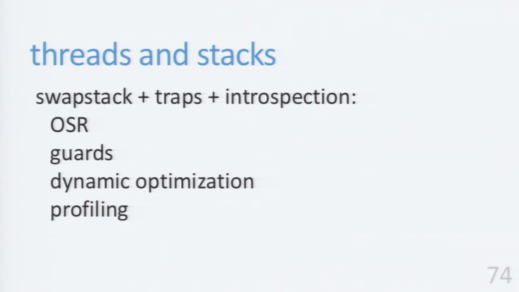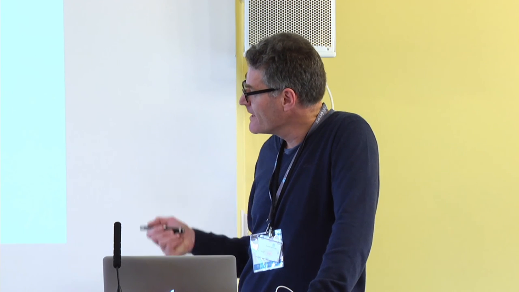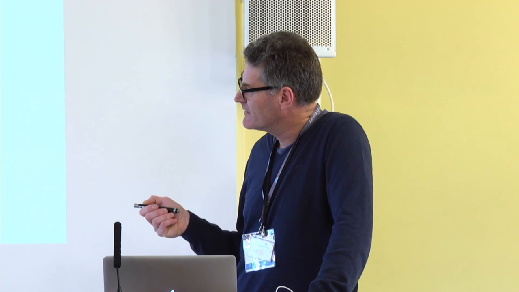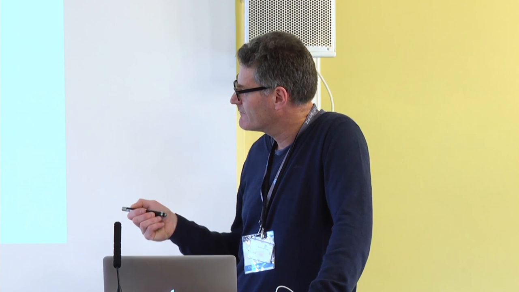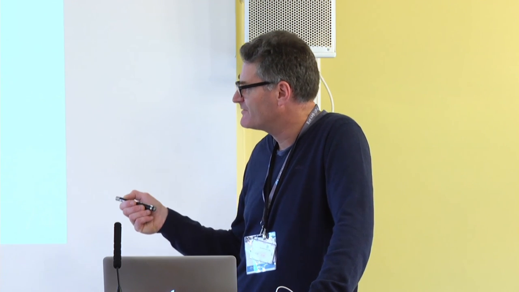So OSR and guards: a trap instruction can be the way in which you trigger, if you've got some condition that fails in your program, a trap to come back out and then reconsider what the situation should be in terms of execution, and whether additional code needs to be injected into the program. As well as dynamic optimizations, so that's again being able to, based on profiling, rejig your programs.